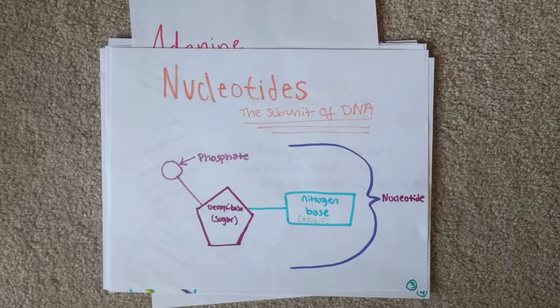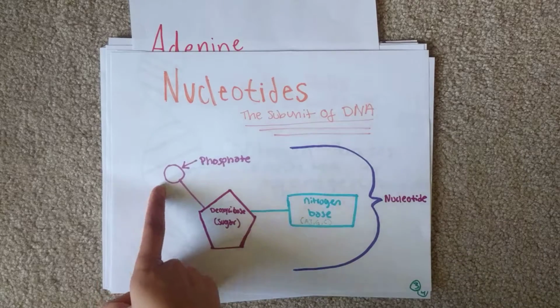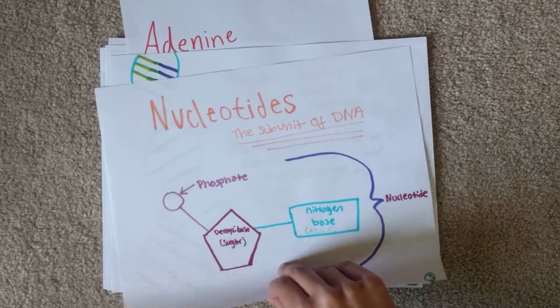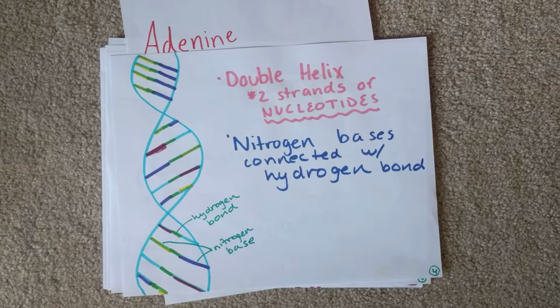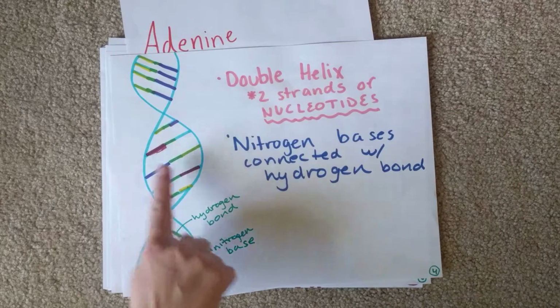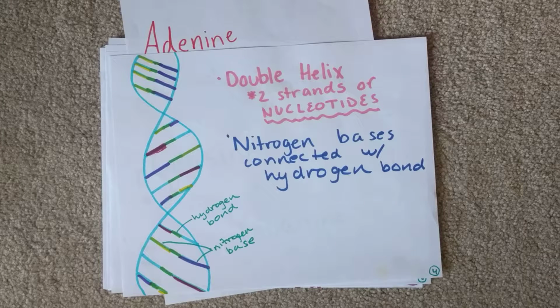All DNA is made up of subunits called nucleotides. Each nucleotide is made up of sugar, called deoxyribose, a phosphate, and a nitrogen base. All DNA is a double helix shape, which is comprised of two strands of nucleotides that are twisted like a ladder. The nitrogenous bases on both strands are connected by a hydrogen bond.